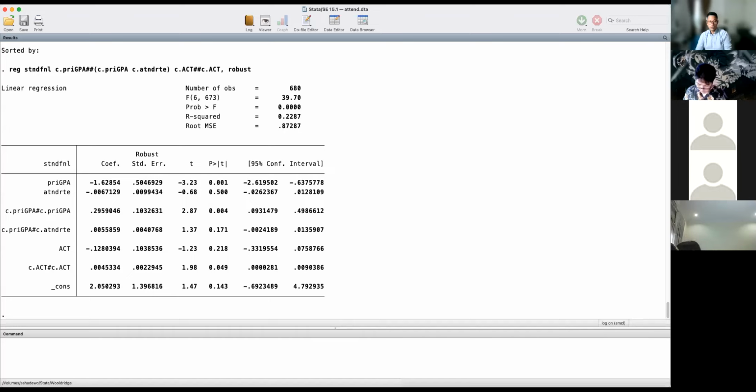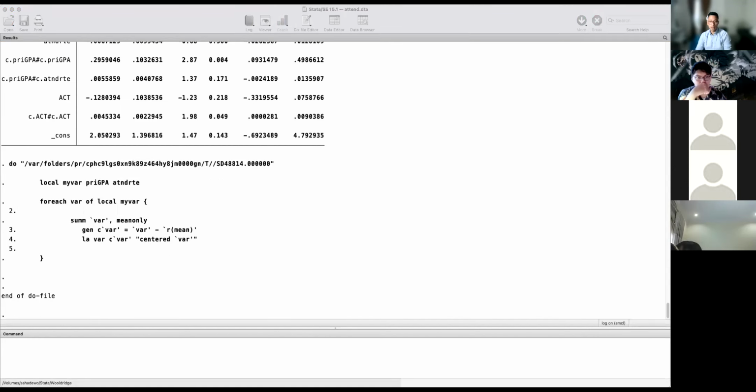Okay. So what we need to do is basically we need to do a centering for the variables that we're interested in, particularly variables that we interact. In this particular case, we interact prior GPA with attendance rate. And so at least we want to center prior GPA and we want to center attendance rate. Okay. And then let's do a loop. And so for each variable, prior GPA and attendance rate, that I stored in a local called myvar, I'm going to run through the following command.